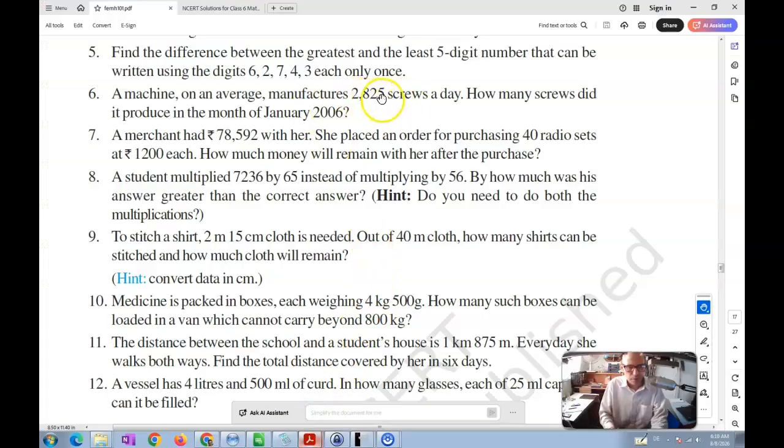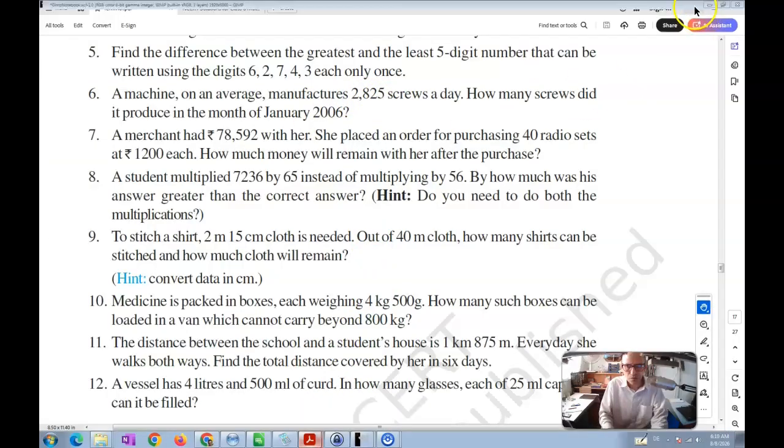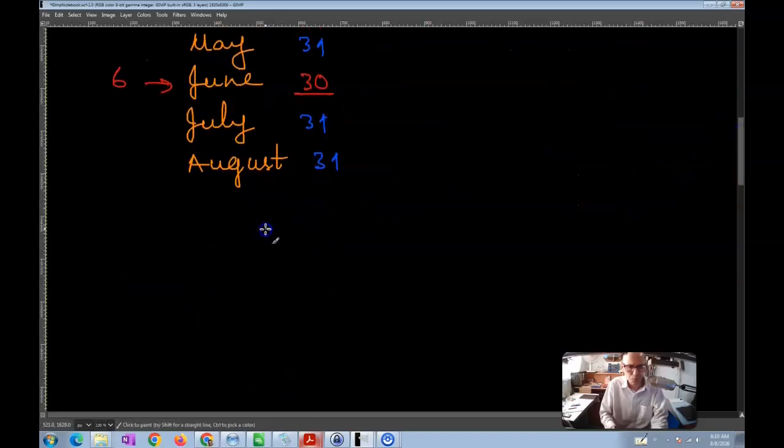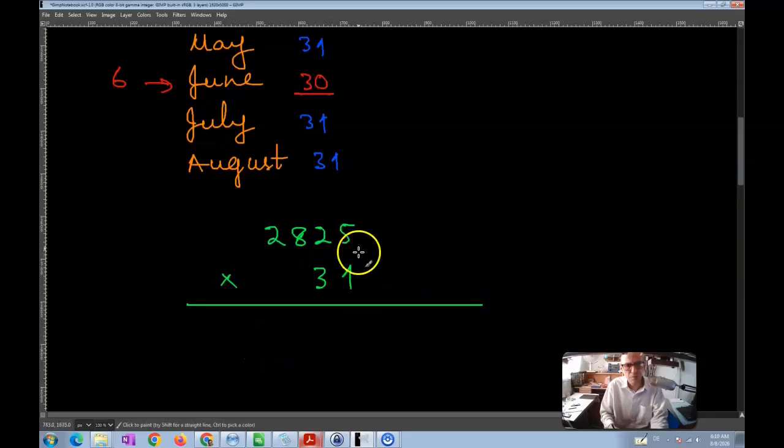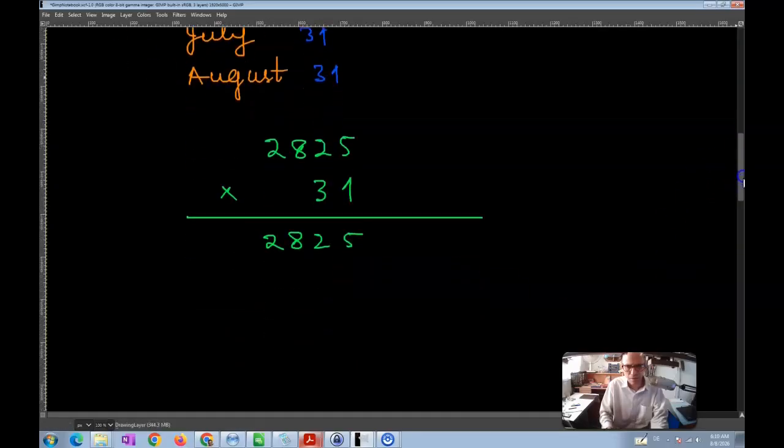So we have 2,825. That's the number of screws that the machine manufactures on average in a day. And we had 31 days in January. So you do the multiplication over here. 1 times 2,825 is 2,825, and then you would put the 0 over here.